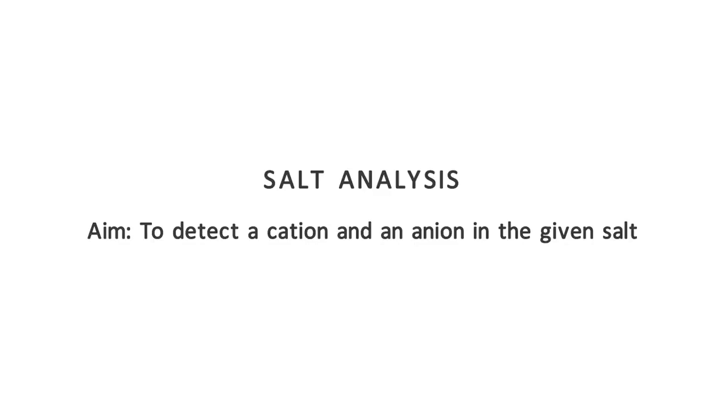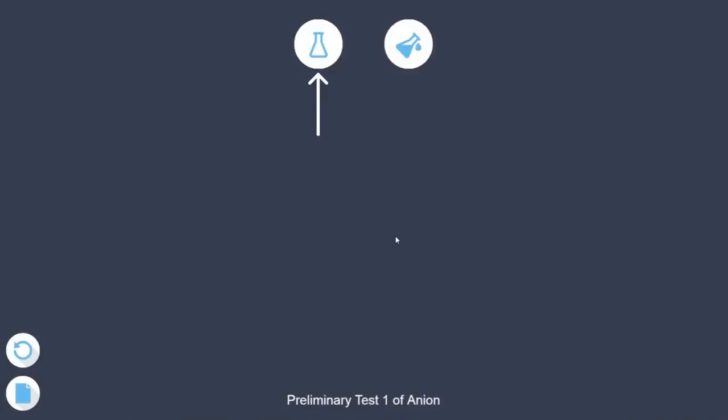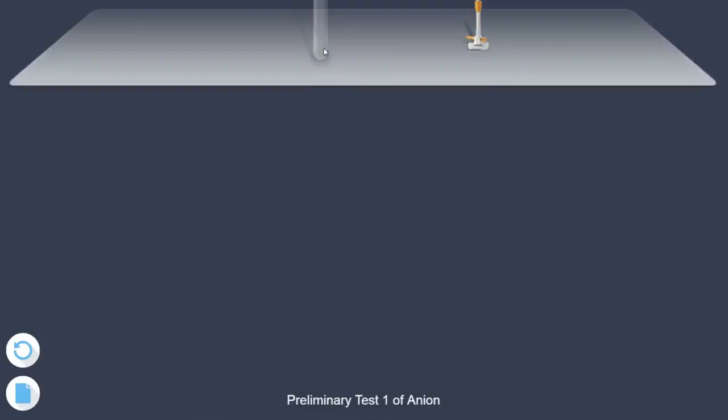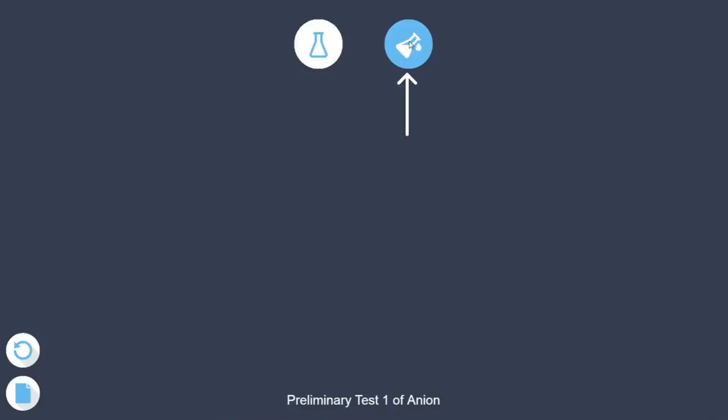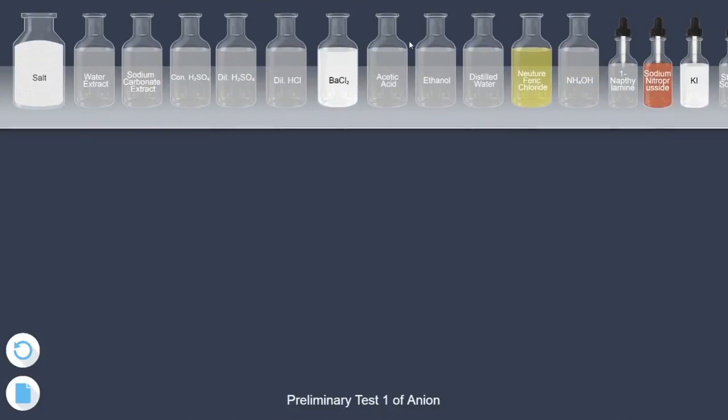Salt analysis. Aim: to detect a cation and an anion in the given salt. Click here to view the apparatus. Click here to view the chemical compounds.